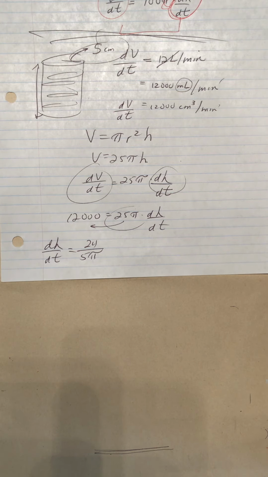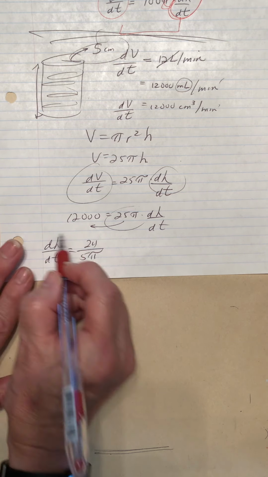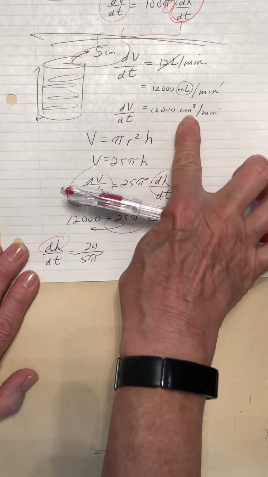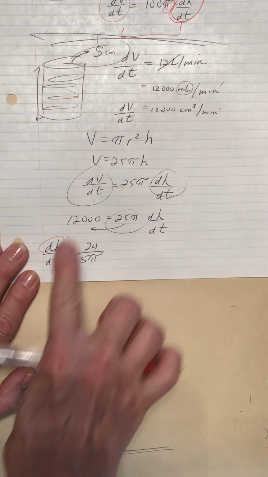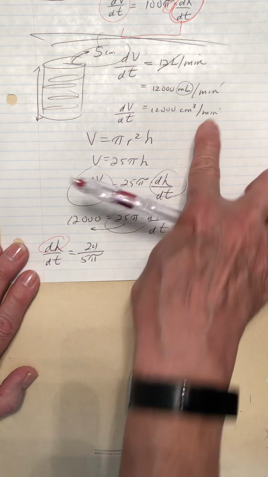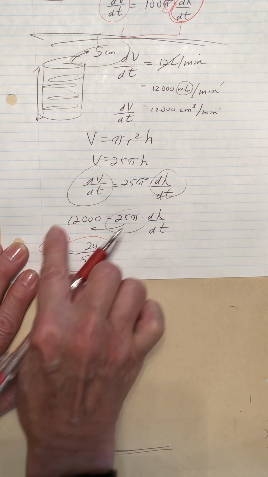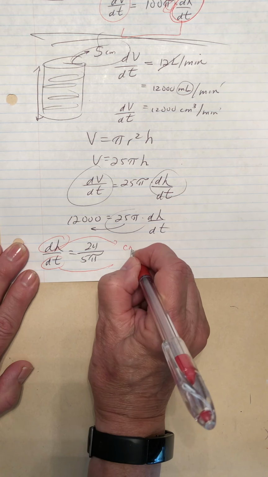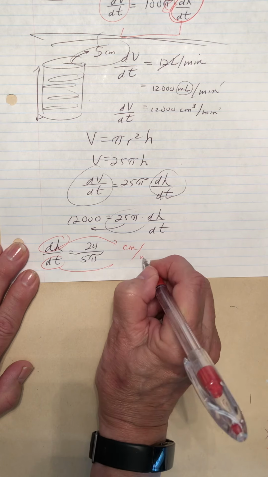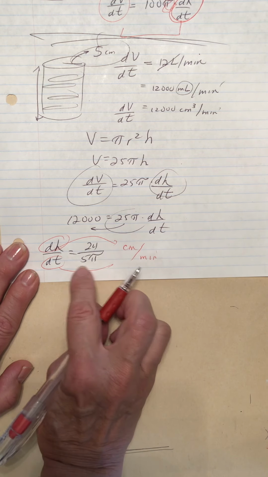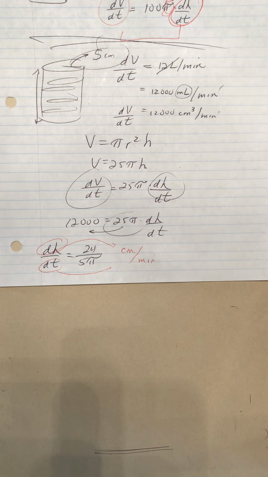But units are very important. What would height have been measured in? That came down to centimeters. What is time measured in? That came down to minutes. So you simply carry through the units you would have had here. So I have the height increasing at 24 over 5 pi centimeters per minute. So that would answer that question.